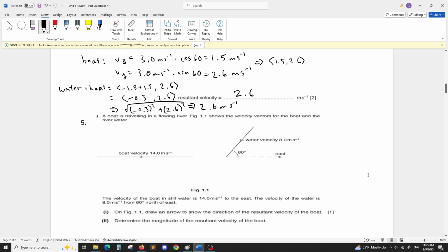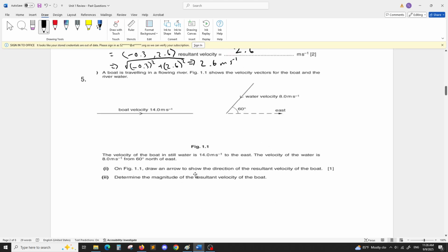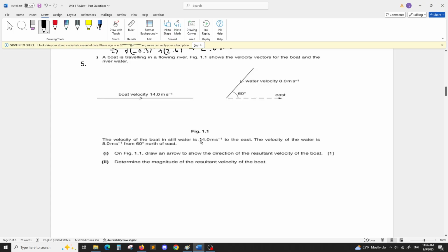Okay, a boat is traveling in a flowing river. Fig 1.1 shows the velocity vectors for the boat and the river water. The velocity of the boat in still water is 14 meters per second to the east, and the velocity of the water is 8 meters per second from this. So these are just our two things. On fig 1.1, draw an arrow to show the direction of the resultant vector velocity of the boat.